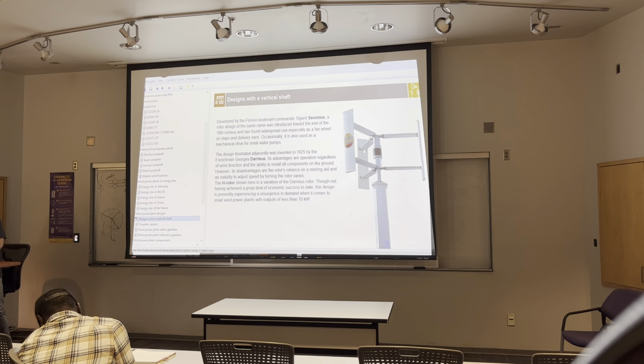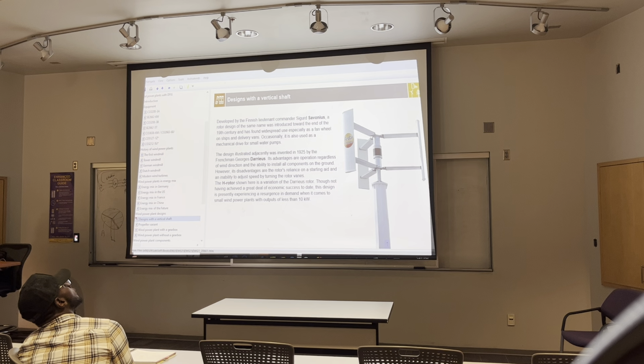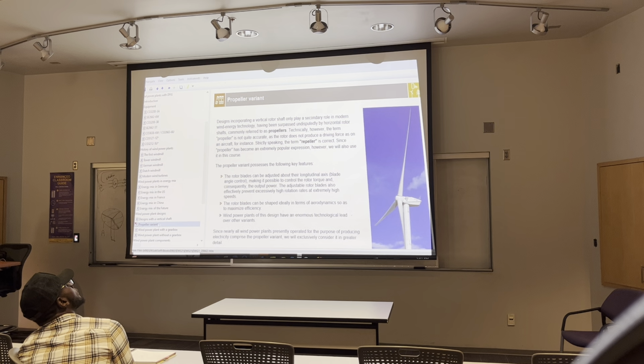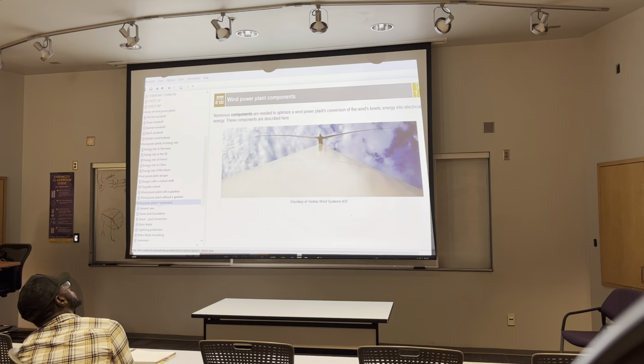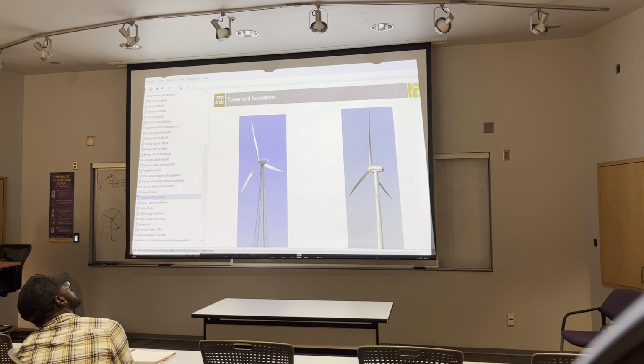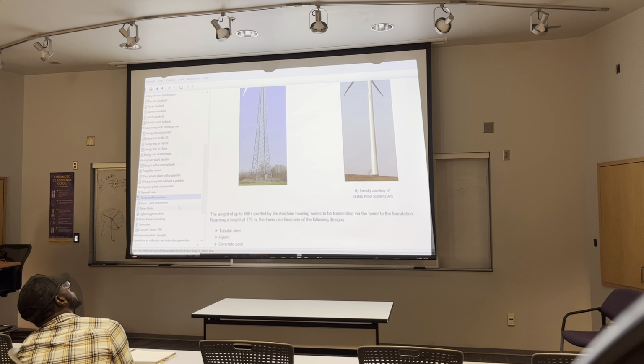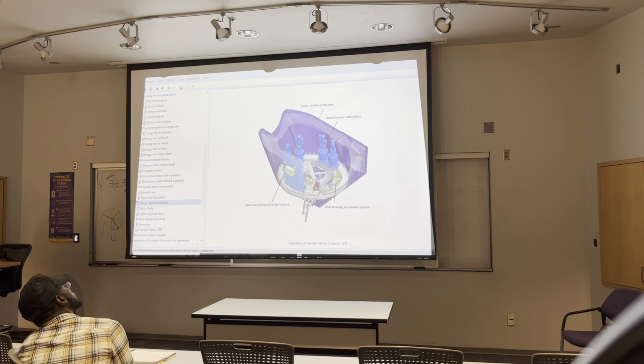This type is the vertical type. And this is the common one, the horizontal type. I think some pictures are not available here.